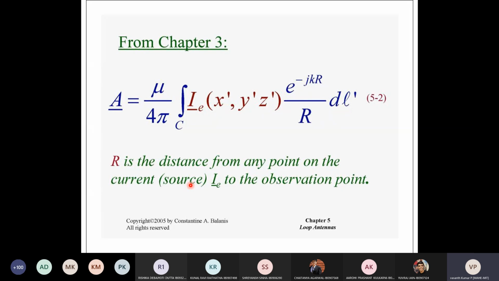A is equal to mu by 4 pi times the integral of I of x dash, y dash, z dash, e to the power of minus j k R by R, into dl dash. Capital R is the distance from any point of the current source to the observation point. I'll go to the next slide.